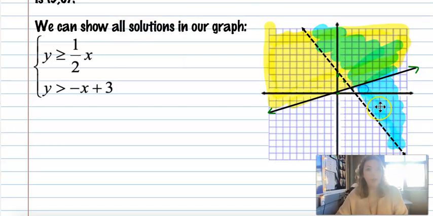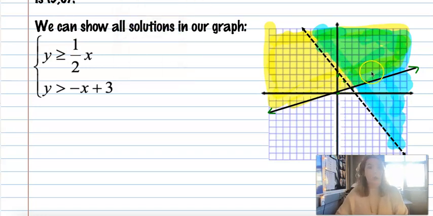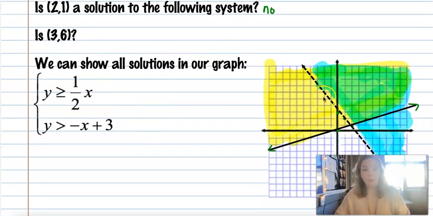Okay, and then our solution is now just what's in the green section, where they would overlap. So our solutions are not in the yellow or the blue or the white, only in the green section. And they can be on this line, but they cannot be on our dashed line. So if I scroll back up here, 2, 1 would be right here, and because it's on this dashed line, that's why we can't include it. And then 3, 6, if I count over 3 and up 6, it would be in my green shaded region, so we would say yes.